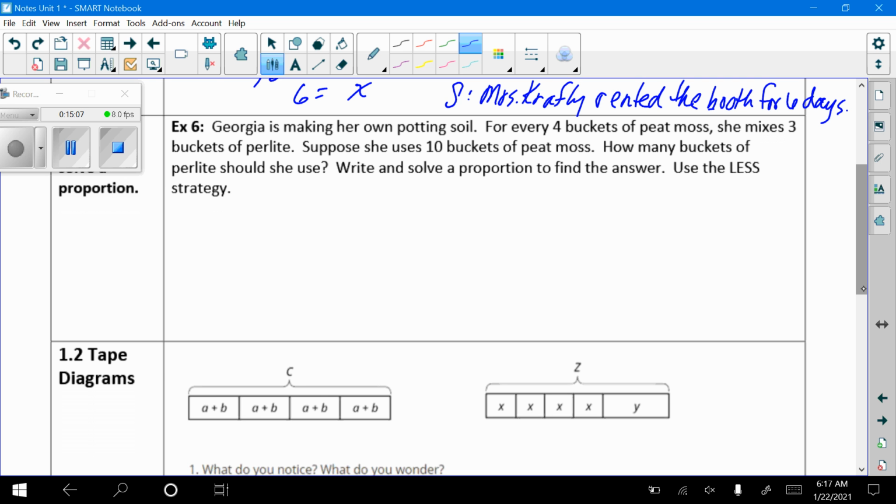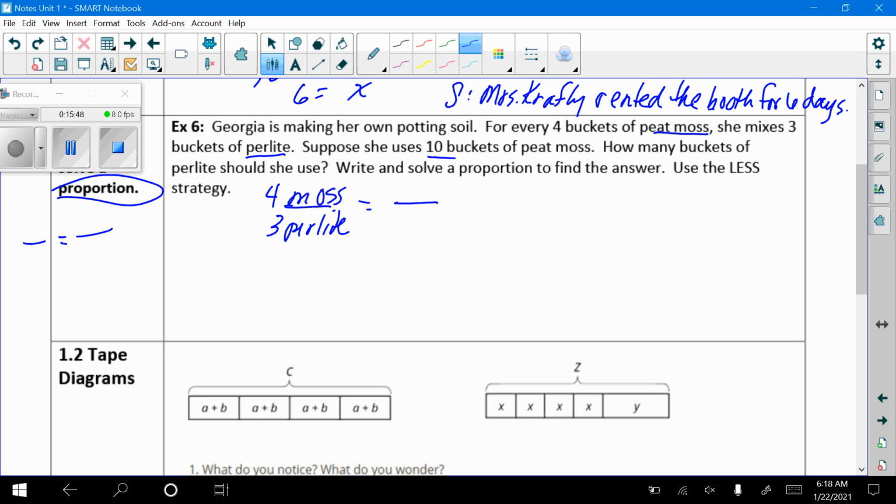Then we have Georgia. Georgia's making her potting soil. For every 4 buckets of peat moss, this is going to be a proportion. So I need to set up a proportion, which is 2 fractions, a fraction equaling a fraction. Make sure you're consistent on where you put your units of measure. They're all buckets, but I have peat moss and I have perlite. So let's set up our equation first, see if we can manage this. 4 buckets of peat moss, so 4 of the moss with 3 of the perlite.